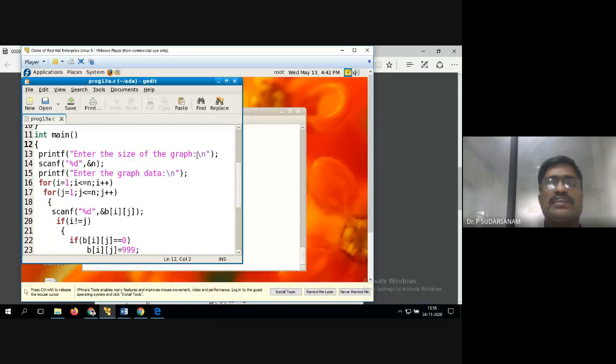Enter the size of the graph. As usual, you know how many nodes there are. That is called n. Or enter the number of the nodes, we can enter it, no problem. Next, enter the graph data. i equal to 1, i less than or equal to n, i plus plus, j equal to 1, j less than or equal to n, j plus plus. Scan of percentage d, b of i comma j.